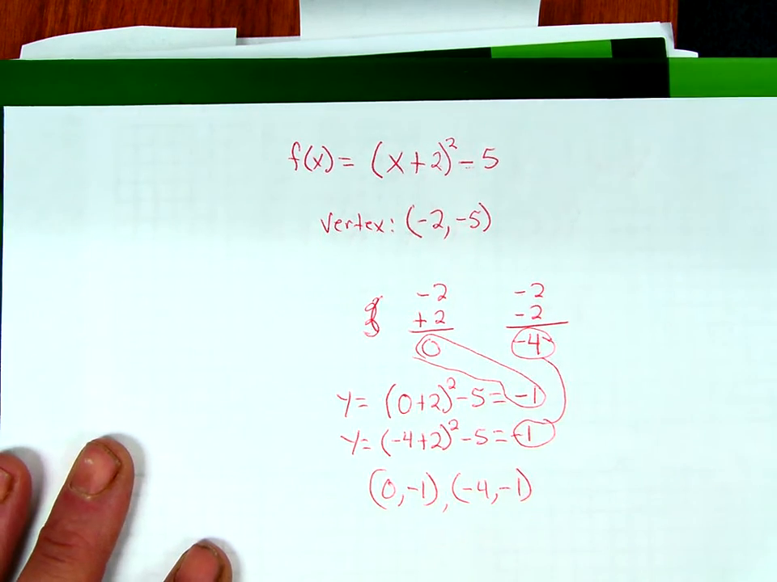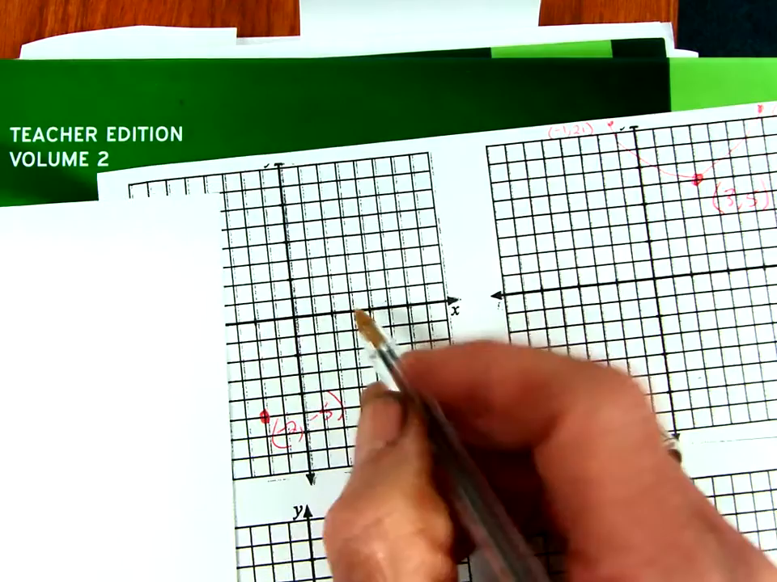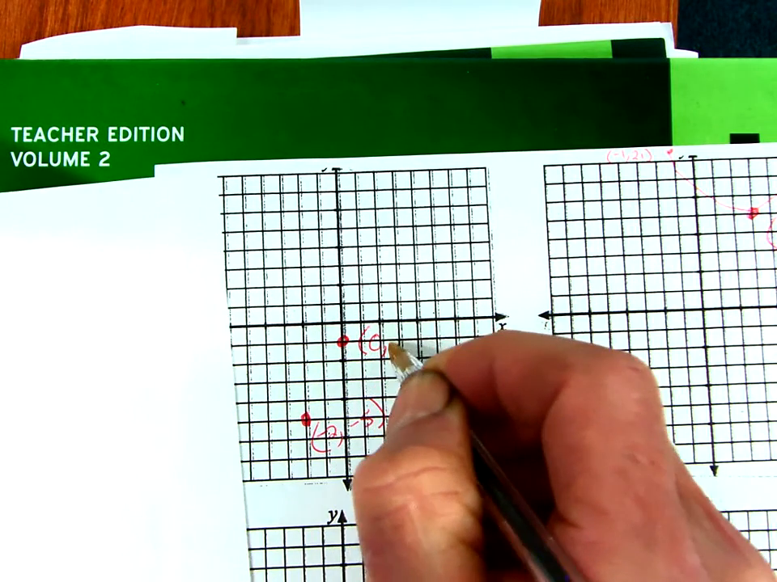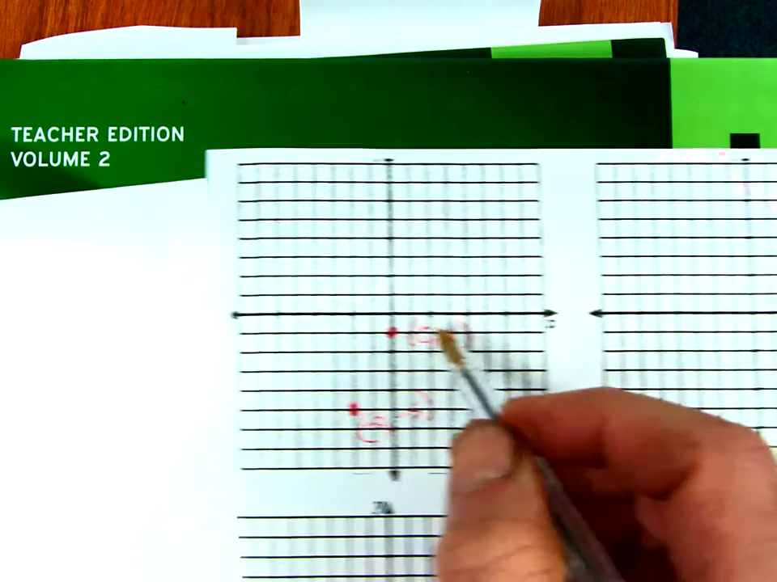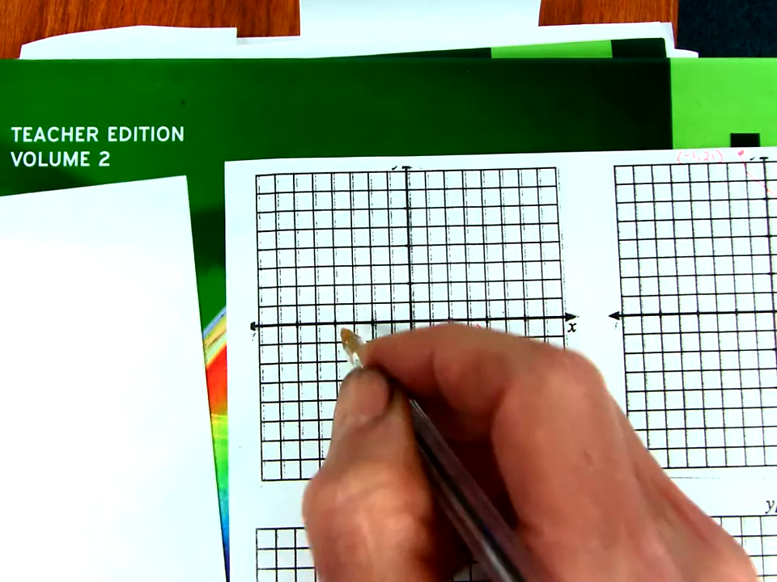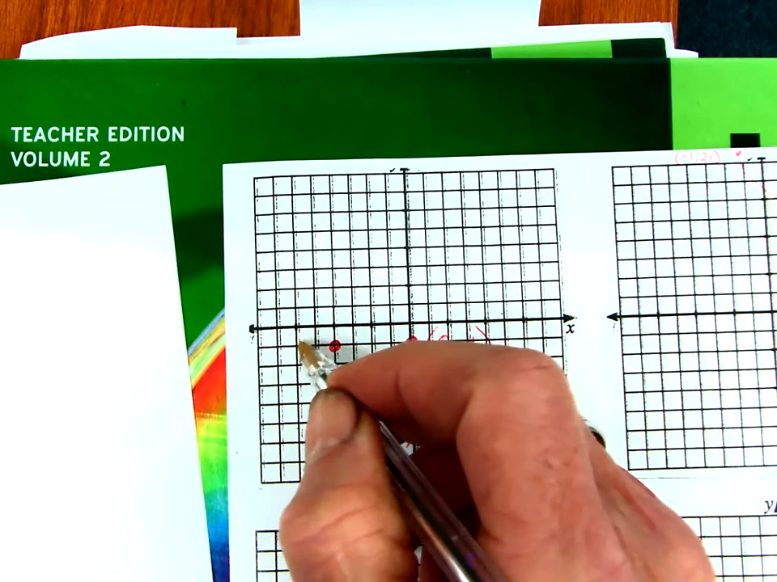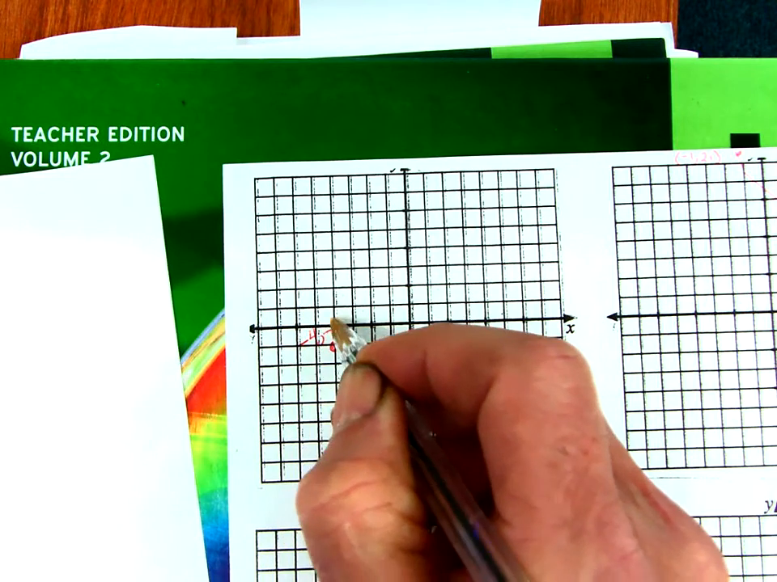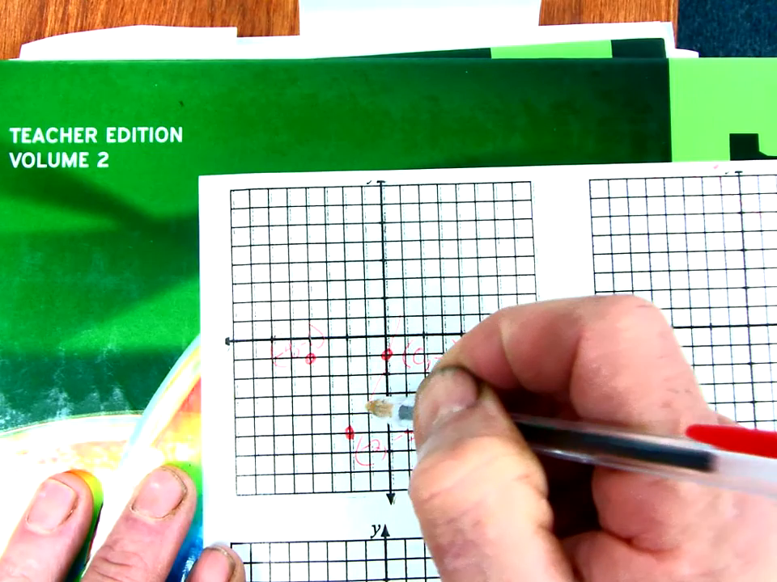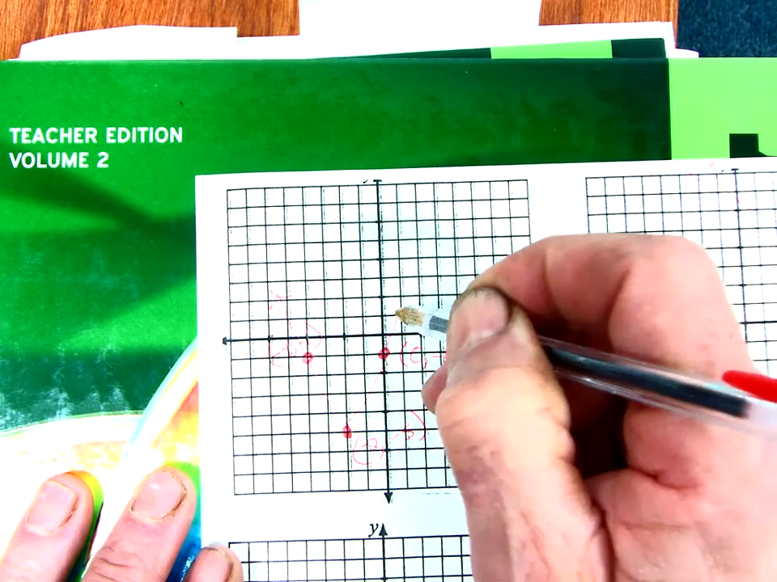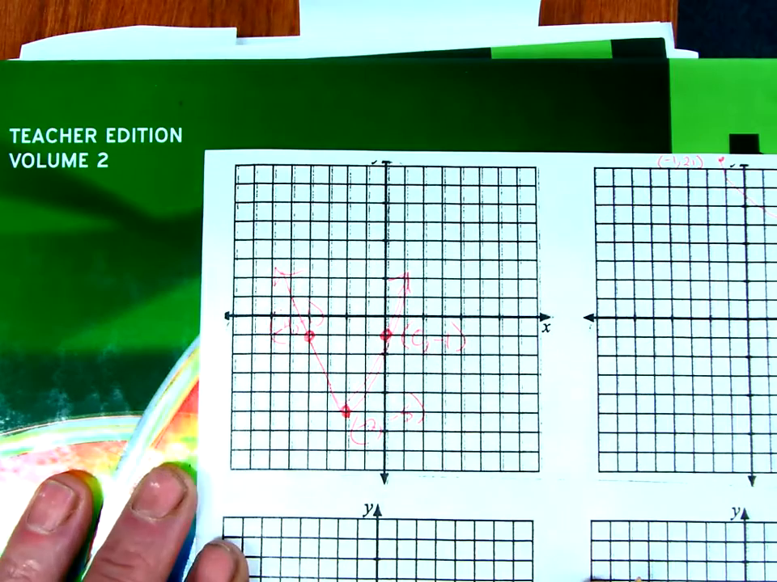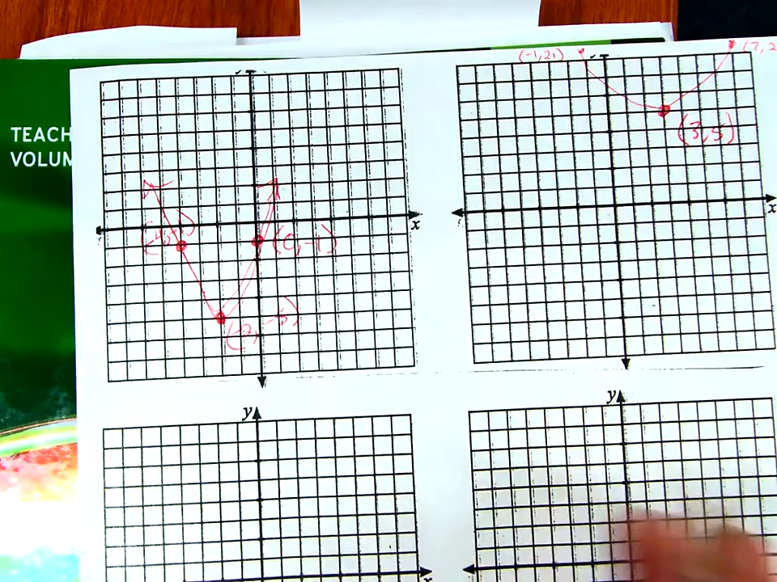And I can go plot those now. 0, negative 1, right here. And then negative 4. 1, 2, 3, 4, negative 1 is right here. And then connect those with a U shape. There we go. All right, one more example.